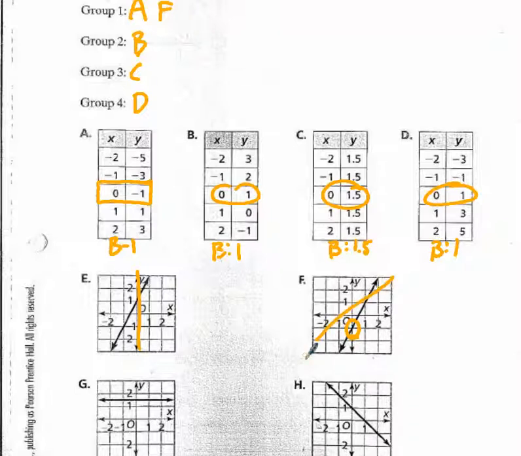I'm going to skip this one because we have 2 y-intercepts of 1. This one has a y-intercept of 1.5. This is the only one here with an intercept of 1.5. So C has to go with G.